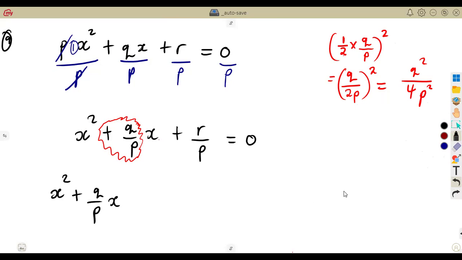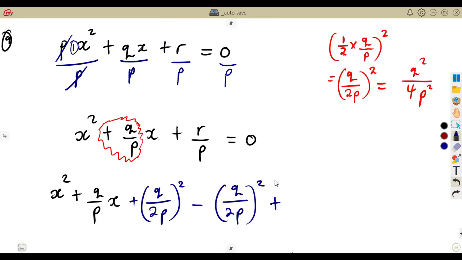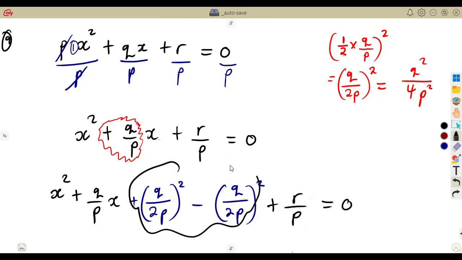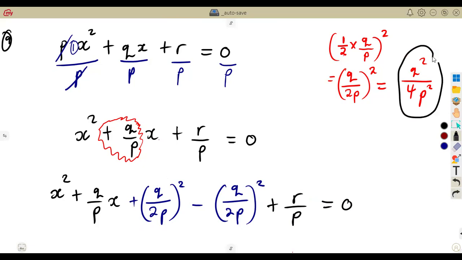So we're going to have x squared plus q over p x. We add and subtract that square that we had, so 2p. So this is q over 2p squared. We also subtract that, q over 2p squared, plus r over p, that's equal to 0 like this. So this is the part of the perfect square, which we could have written as this one, q squared over 4p squared. We can even write this one. If you understand it, it's one and the same thing.